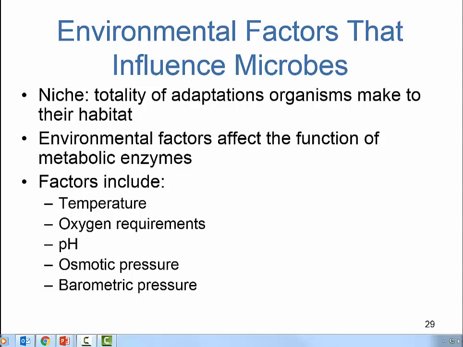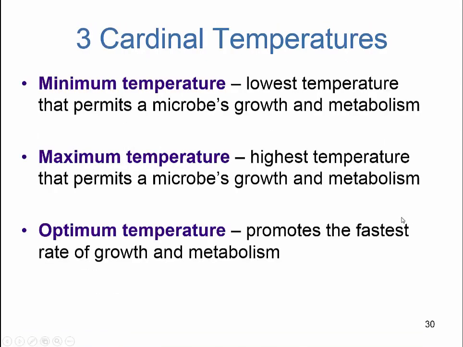So several environmental factors influence the survivability of a microbe. For example, a niche is the totality of the adaptations an organism must make to their habitat. So if an organism lives within a distinct niche, what specifications must they have to be able to survive that environment? Those niches are distinctively characterized based on temperature, oxygen requirements, pH, osmotic pressure, and barometric pressure. And similar to us, microbes actually have a distinct temperature in which they prefer to thrive.